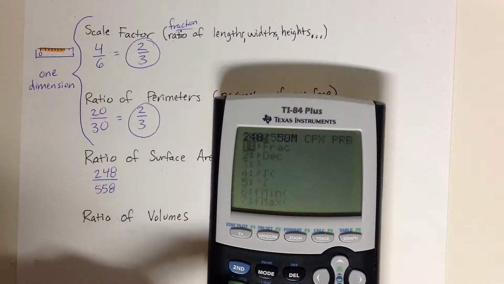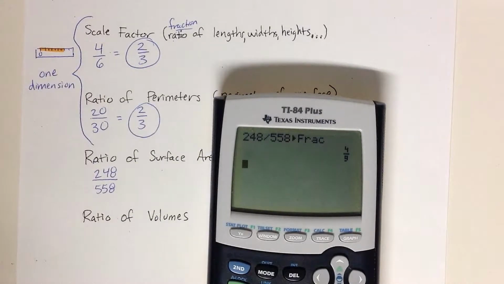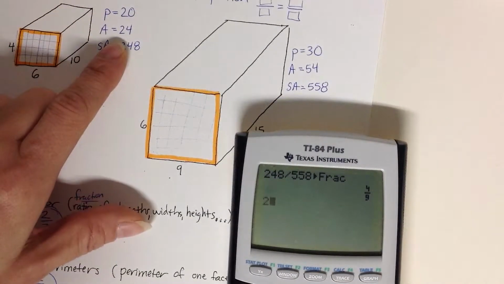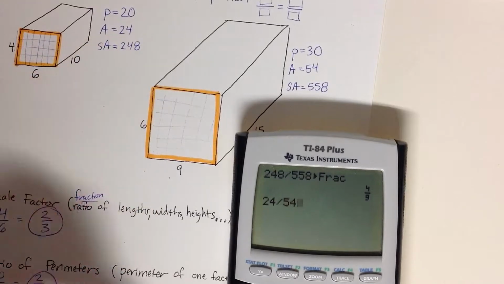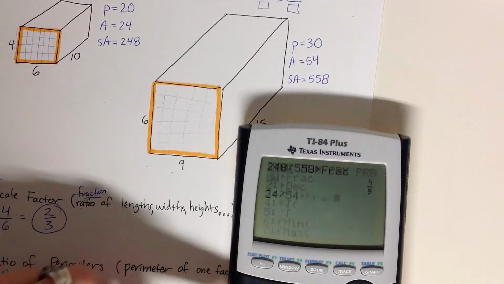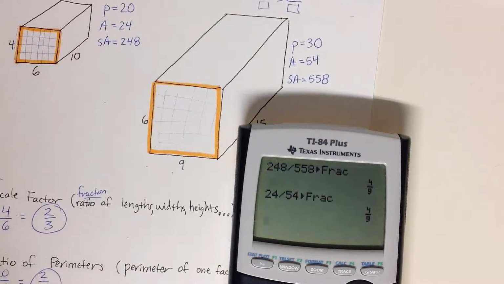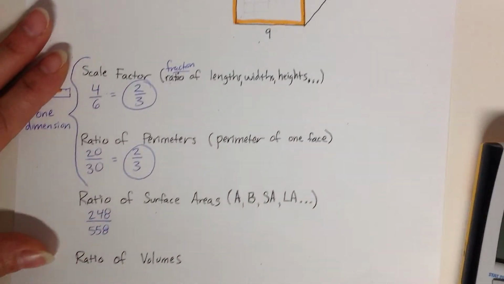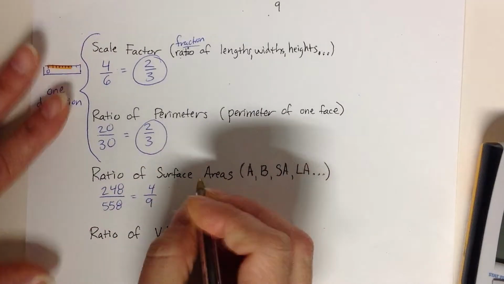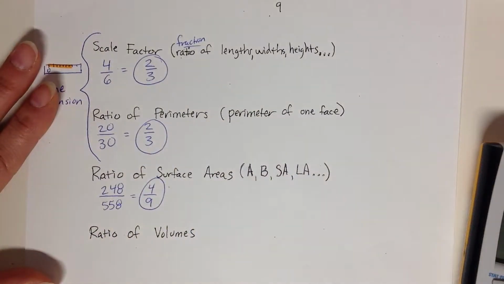But whether I'm doing surface area, which I got 4/9 here, or I did the regular areas, the areas of the front, 24 divided by 54, what you will notice here is that's still an area. It's still measured in squares. That one is going to give you the same. So all your areas are going to have the same ratio.